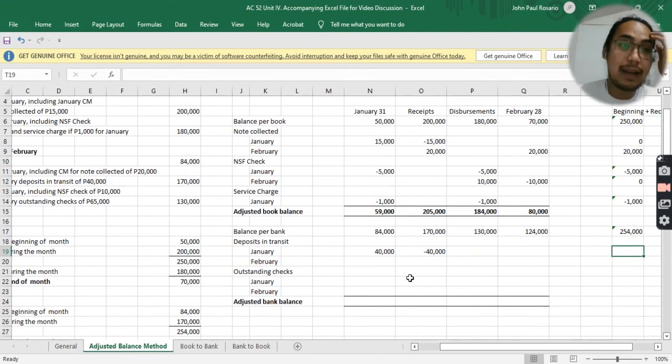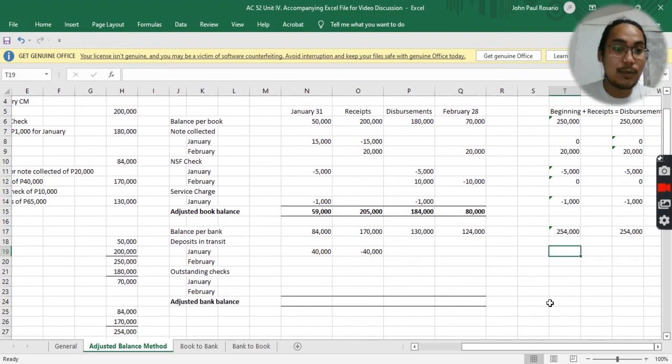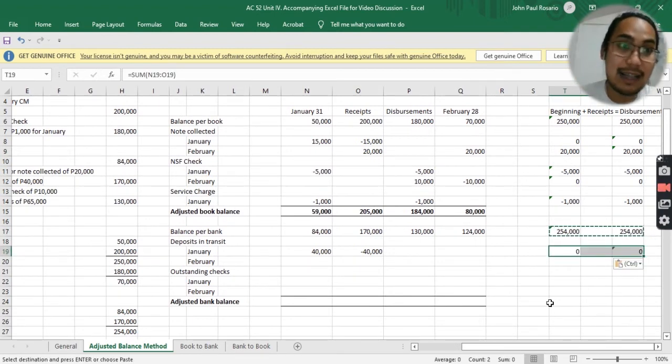But guys, in preparing your proof of cash nga kaning statement, please use parentheses instead of negative. I'm just using the negative here for illustration purposes para mas madali ta sa Excel. But sa inyong actual paper, please use parentheses for negative amounts.